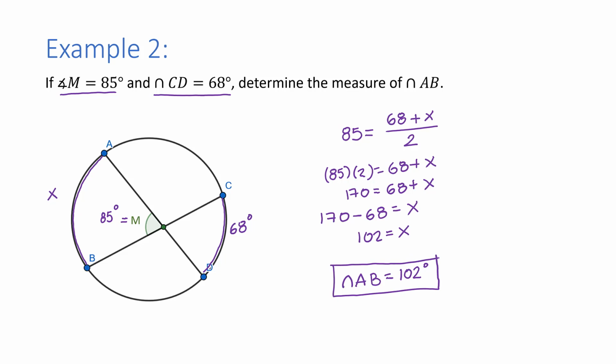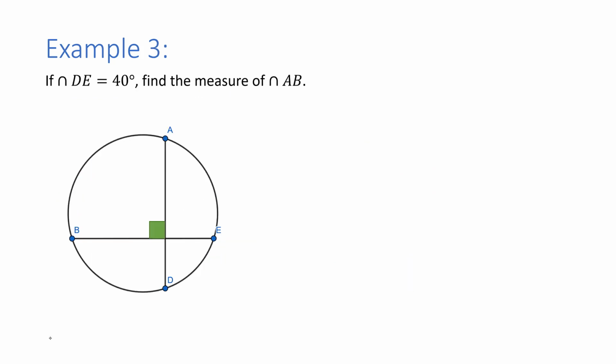Let's see a final example. If arc DE equals 40 degrees, find the measure of arc AB. Okay, so let's write the data in the diagram. Arc DE is this one. It says that it measures 40 degrees. And we are looking for the measure of arc AB. We are looking for this one. So let's name it X.